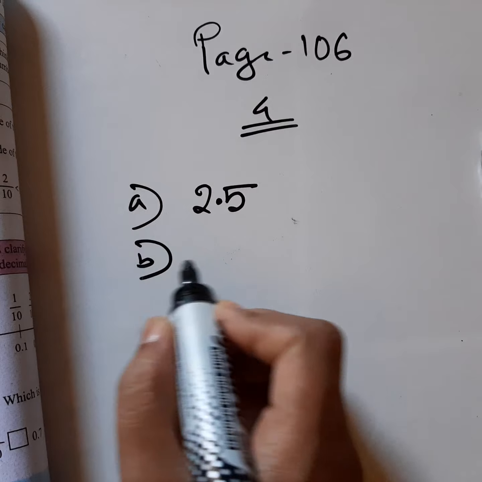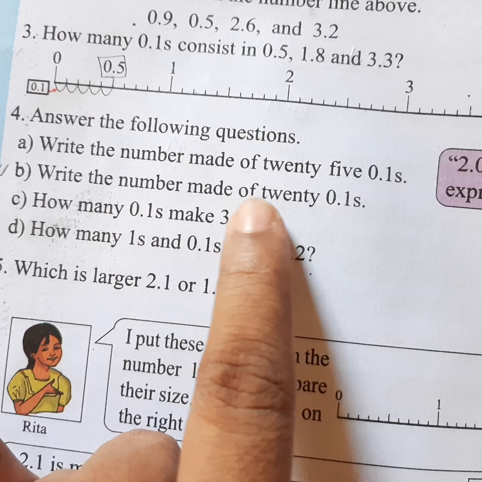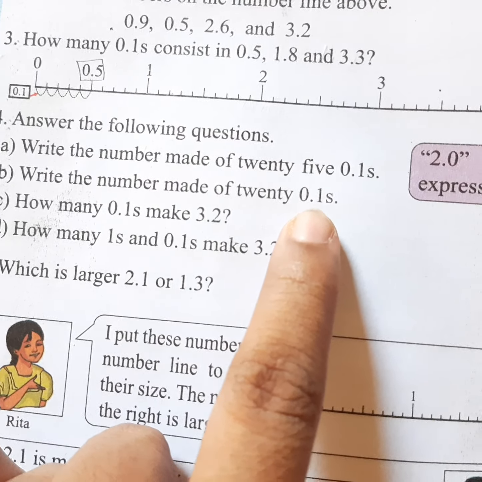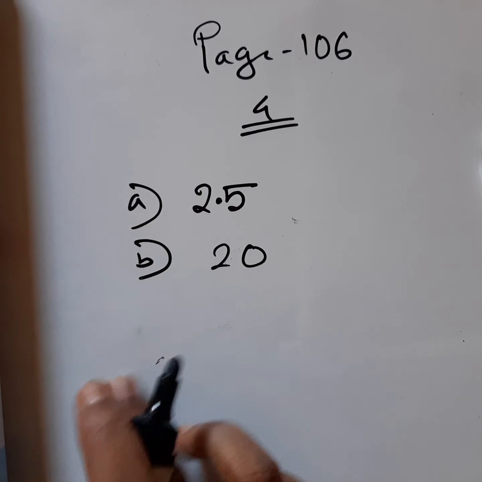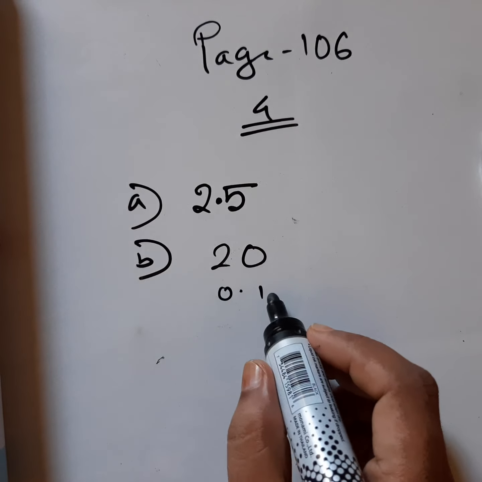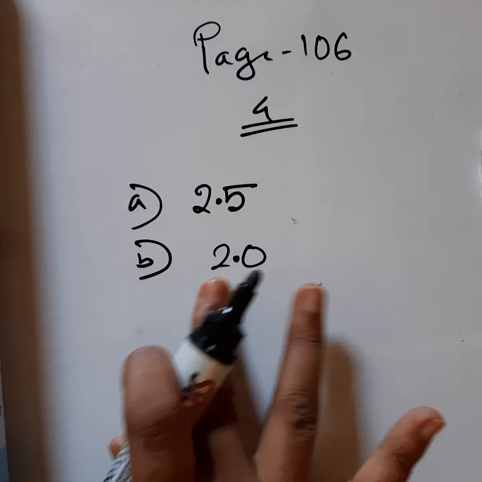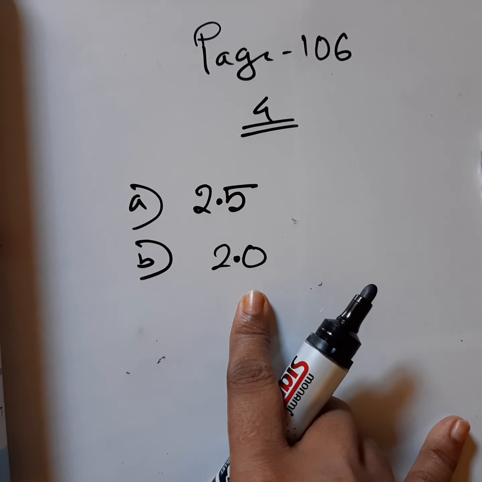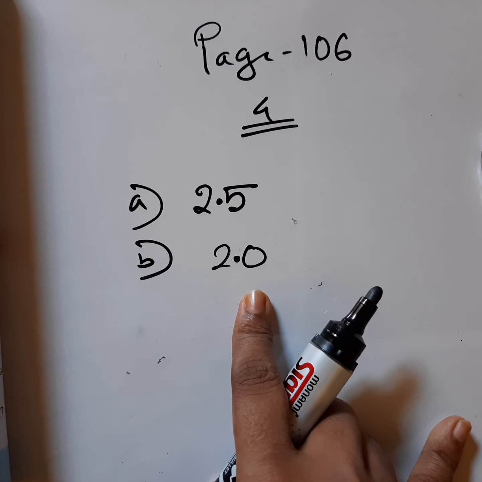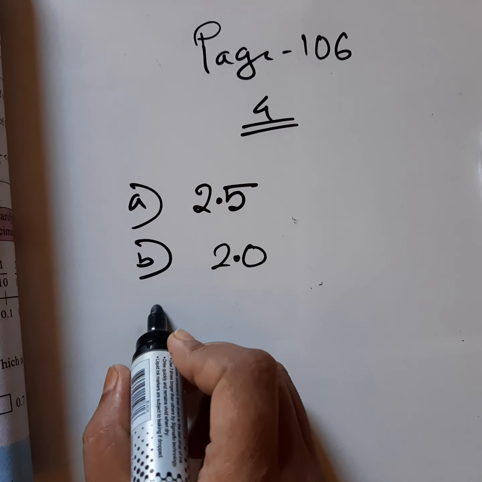Okay, for the B number, they said, look at this. Write down the number made of 20, 0.1 units. So we are going to write down the 20 first. And now compare in your head 0.1 units. So which part are we missing? The decimal part we are missing. So this is the number made of 0.1 units. Okay, we say that one as a unit. So just keep it up with me.